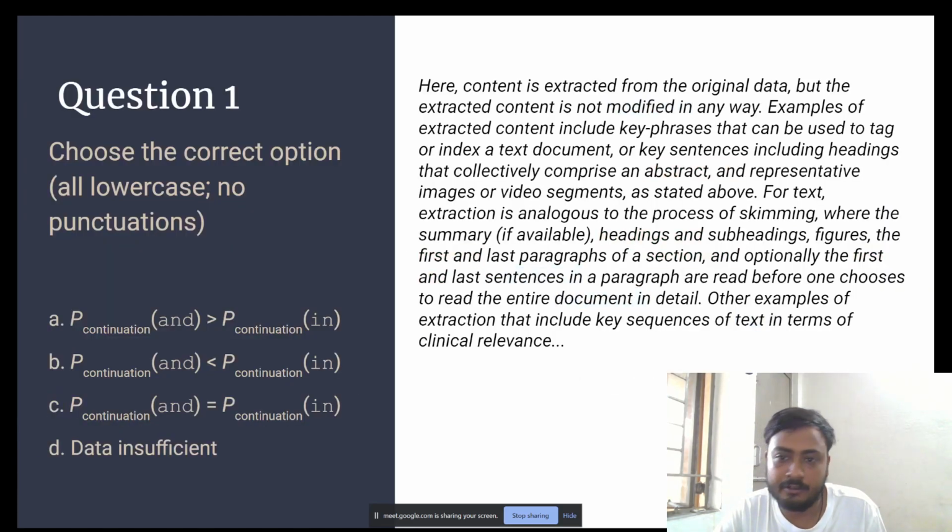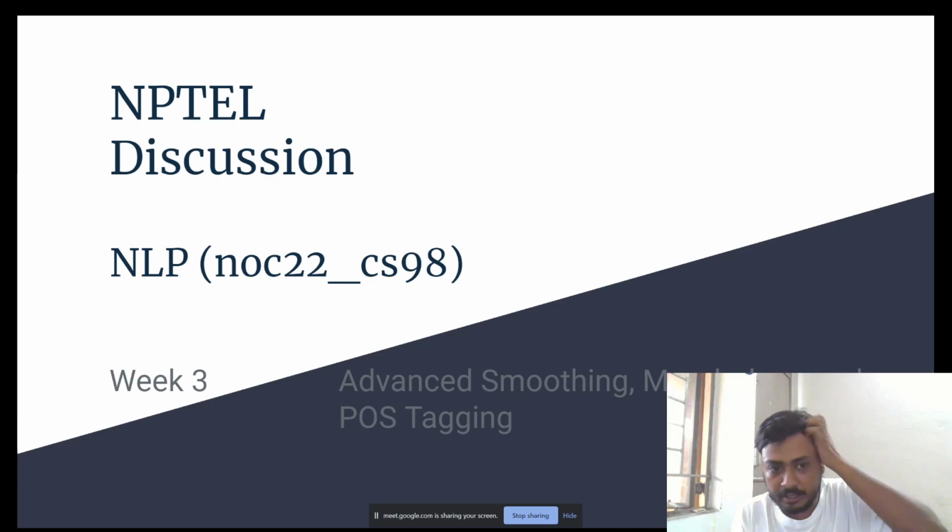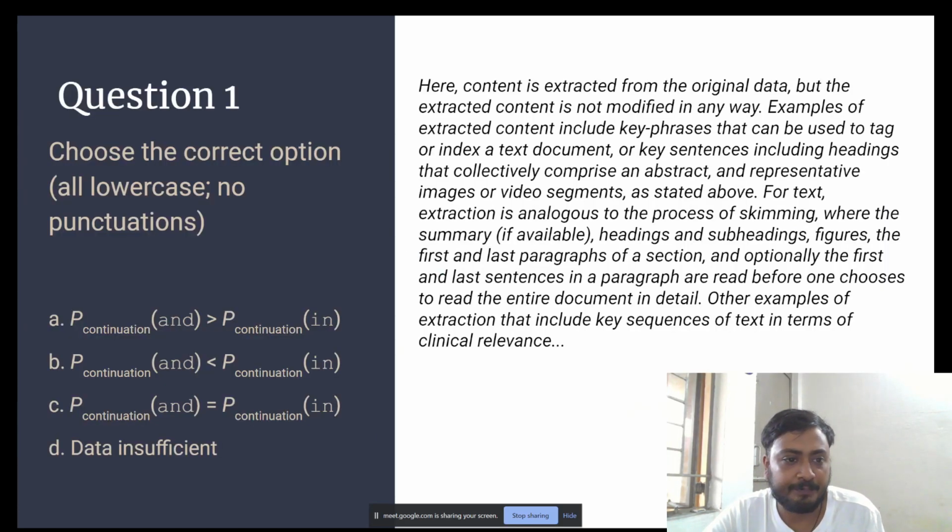Yes. Okay. So, this is week 3, and today we shall be talking about advanced smoothing, morphology, and POS tagging. Mainly the problems which I have today are based on advanced smoothing and POS tagging, like Markov models. Not as much of morphology here because that is relatively easy. So, let us start.